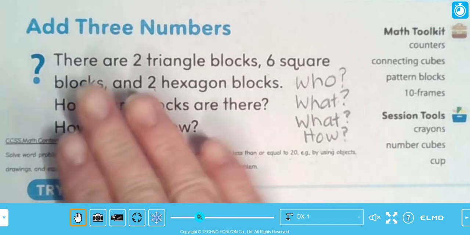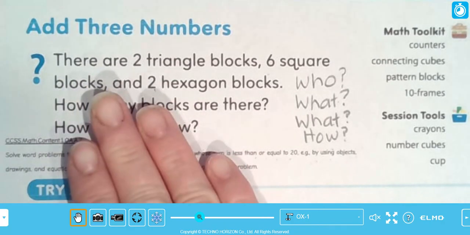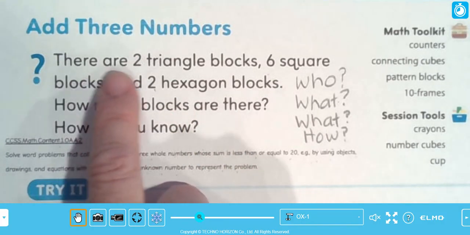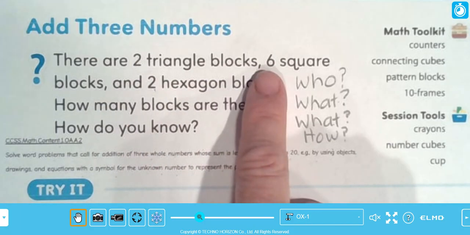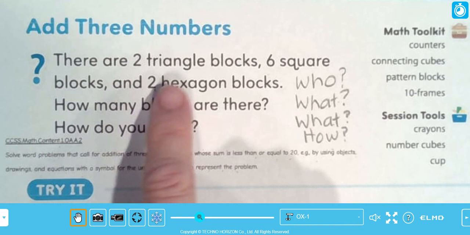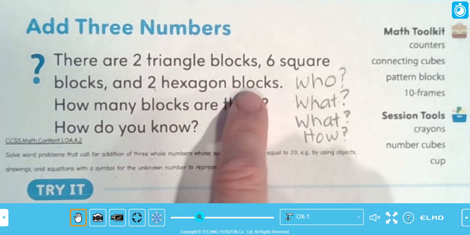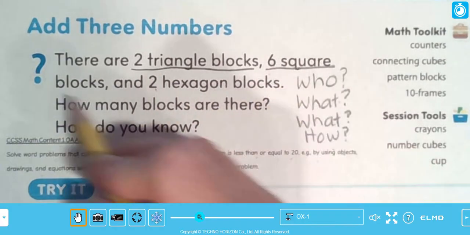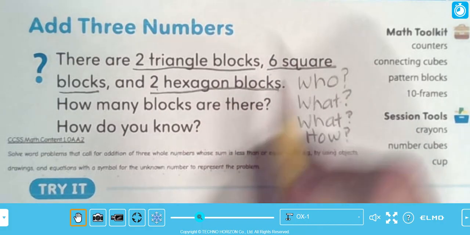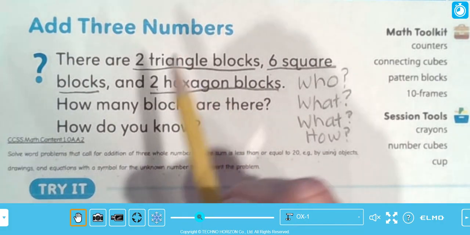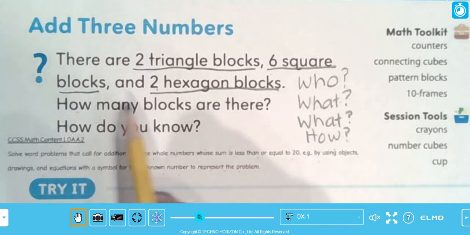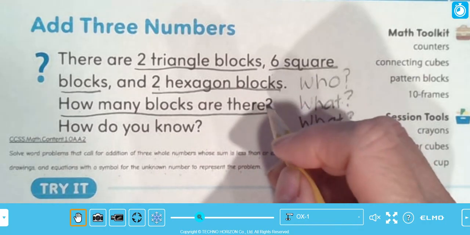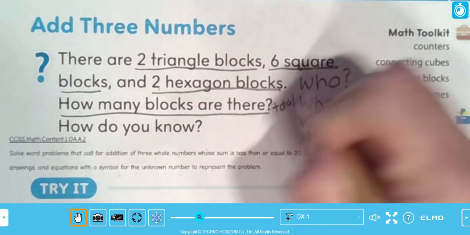Okay, so the last question is, what do we know and what do we not know? What do we need to find out? Okay, so let's read it one more time. Here we go. There are 2 triangle blocks, 6 square blocks, and 2 hexagon blocks. So that's what we know. Now, what are we trying to find out? Right here. How many blocks are there? It means a total. We want to find out the total. All the blocks together.